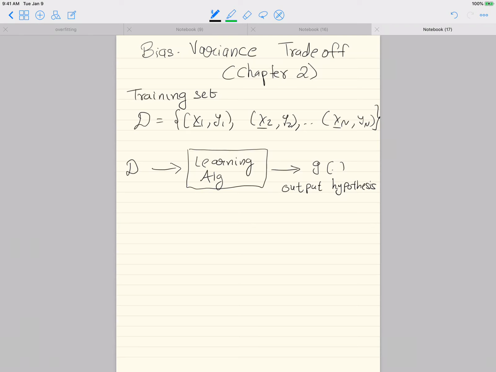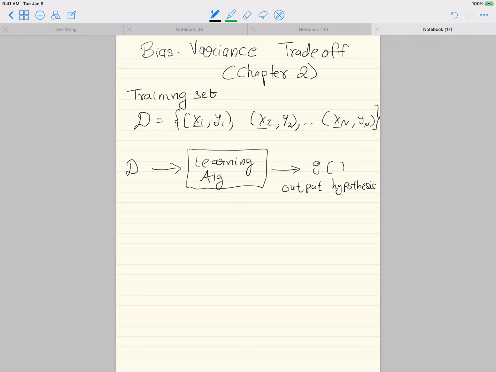So when we are measuring the loss using squared error and when we are considering regression problems, then it turns out that the VC theory that we discussed last lecture is not that useful. We should use a different approach called Bias-Variance Tradeoff in order to understand the performance of G.